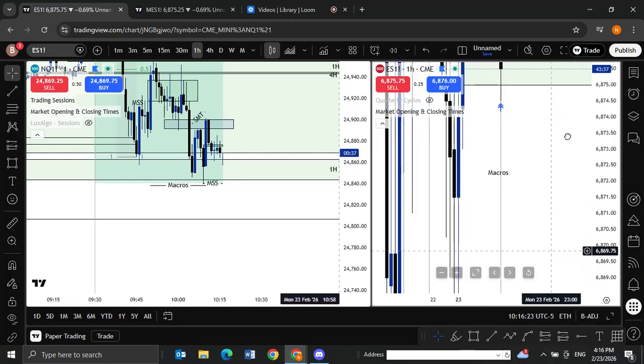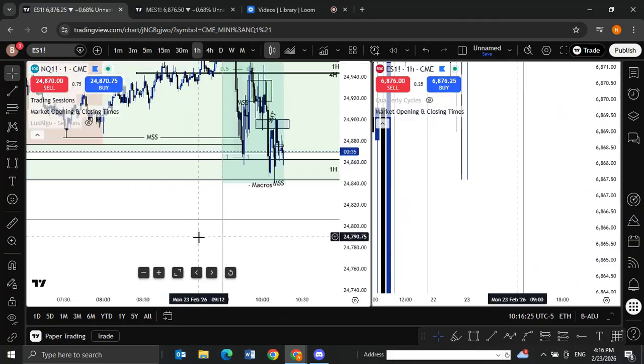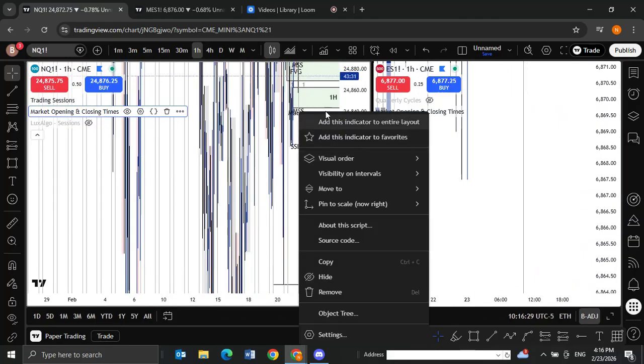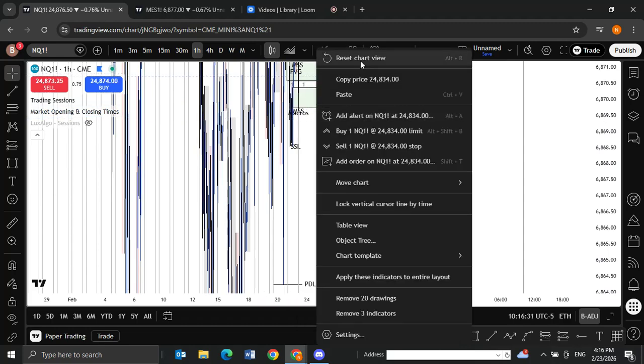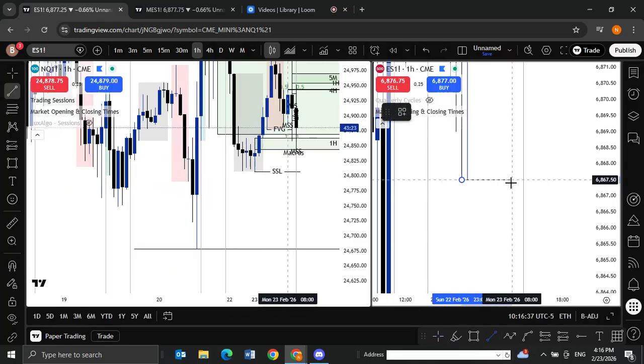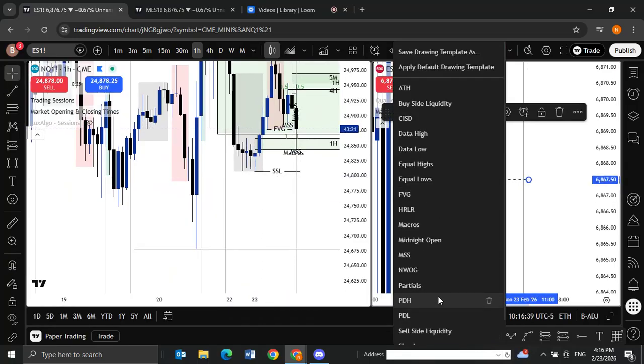Wait, is it equal lows? Oh my god, it's equal lows. I didn't even notice it at first. Let me check again and confirm if it's actually equal lows. No, it's not equal lows, but it's still valid sell side, right? Still valid sell side.